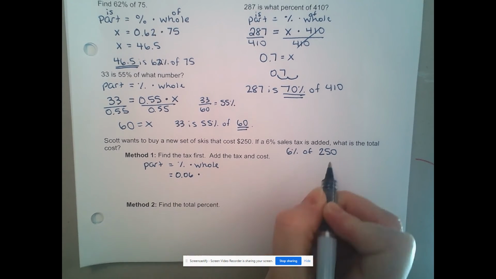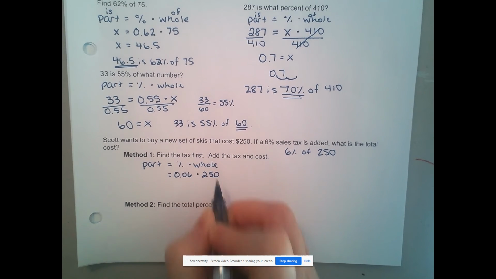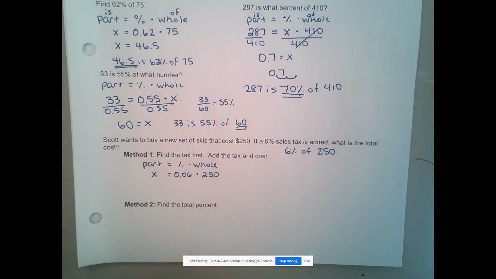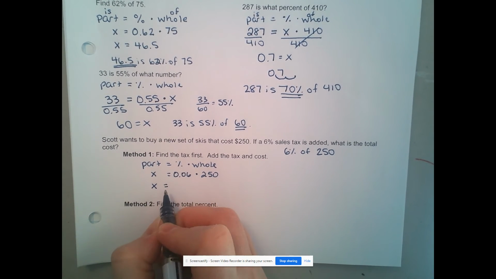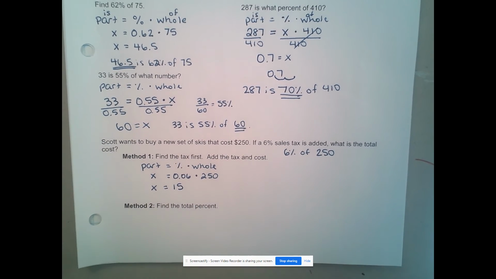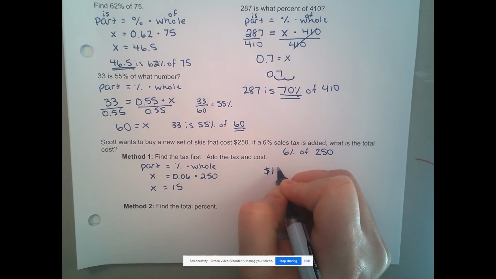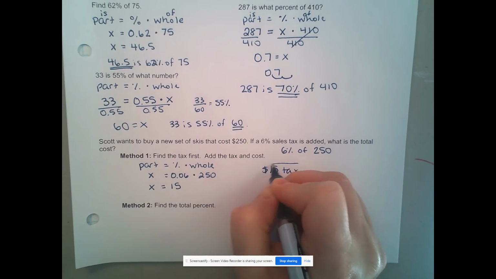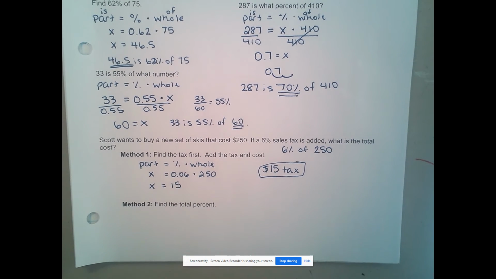The whole is $250 for the skis. We're looking for the part that is going to represent the tax. So the tax is going to be equal, if we do 0.06 times 250, it equals 15. That means we're paying $15 tax. It's a word problem, so we need to have at least the units, the words in the answer.